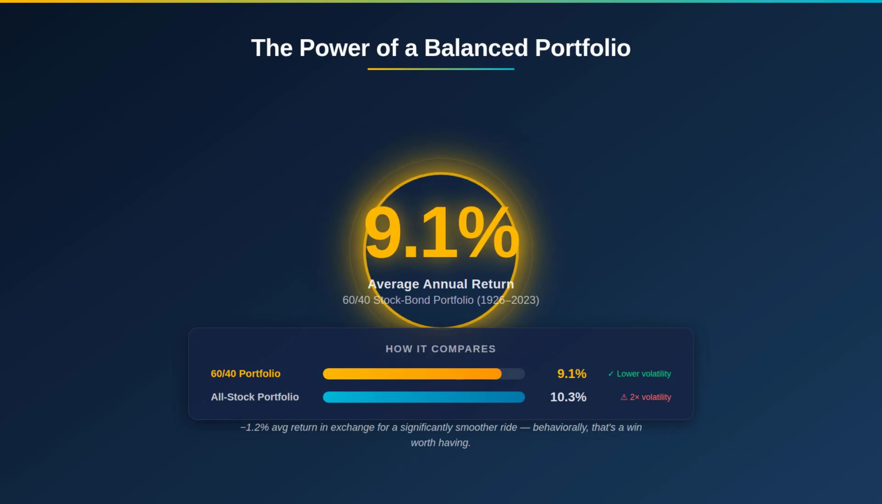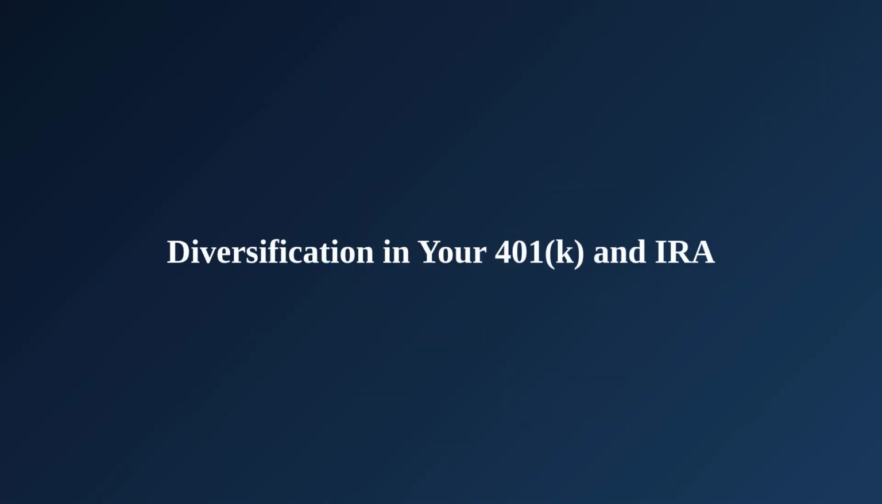You're giving up a little over 1% in average returns in exchange for a significantly smoother ride. And behaviorally, that matters enormously, because investors who panic and sell during crashes end up with far worse outcomes than the market itself delivered. Staying invested through downturns is easier when your portfolio isn't swinging wildly.